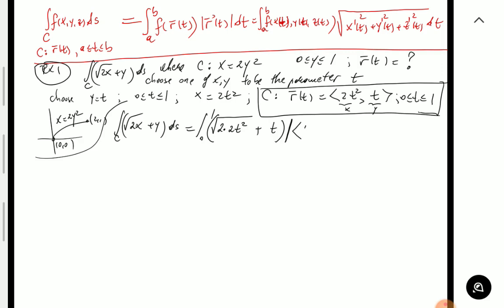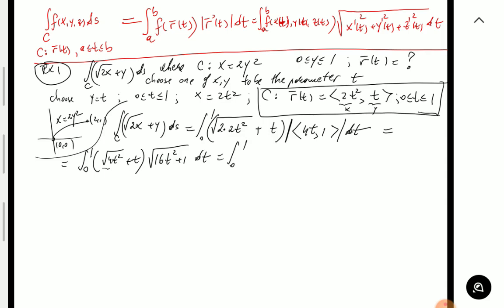Now r prime is going to be 4t, 1, dt. One step at a time. Again, pause me and go slower if you need to. The computation is not hard here, but just make sure you understand each single step. And now the magnitude of (4t, 1) as a vector is going to be square root of 16t squared plus 1 dt. Okay, let's simplify this a little bit. Square root of 4t squared is going to be 2t because it's positive. So this is 2t plus another t, that makes it 3t.